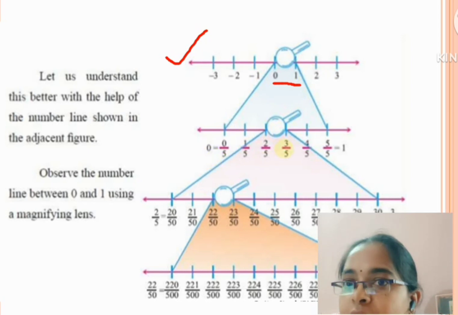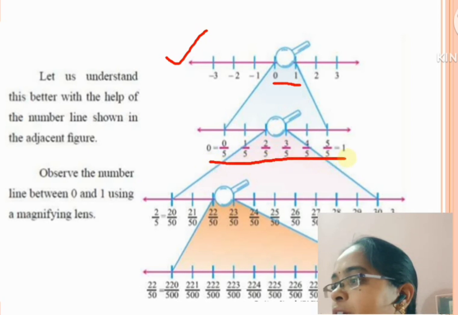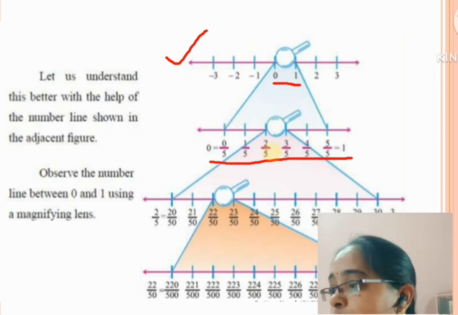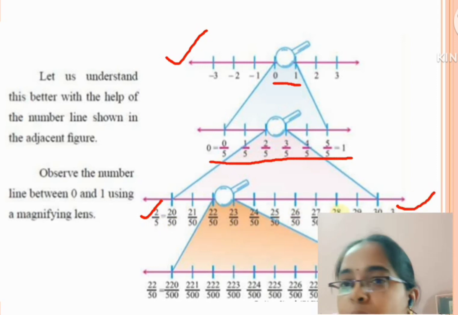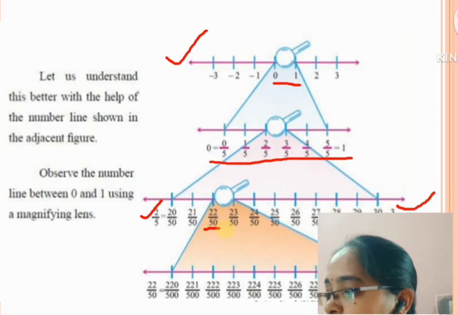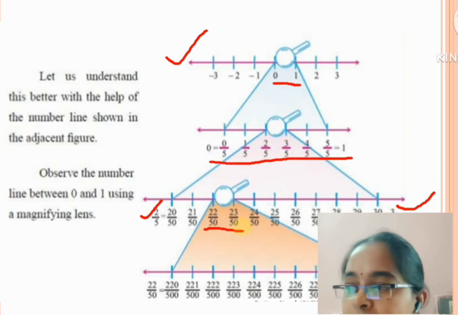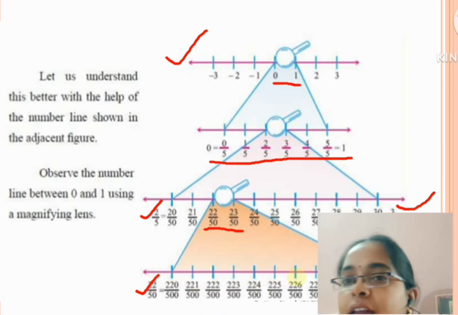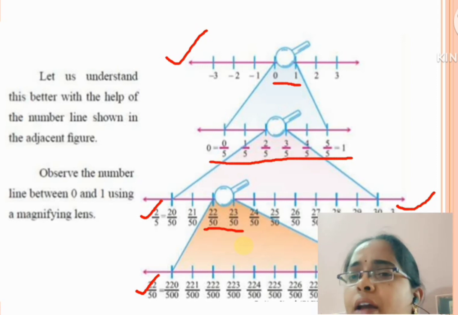See, if we subdivide it into 5 divisions, we get 0 by 5, 1 by 5, 2 by 5, 3 by 5, 4 by 5 and finally 5 by 5. So each part is a rational number. If you closely observe between 2 by 5 and 3 by 5, as we discussed in the previous slide, there are also rational numbers between them. Again, if you closely observe 22 by 50 and 23 by 50, by converting these also into equivalent fractions, we can again write rational numbers between them. So like this, there are infinitely many rational numbers between any two rational numbers.